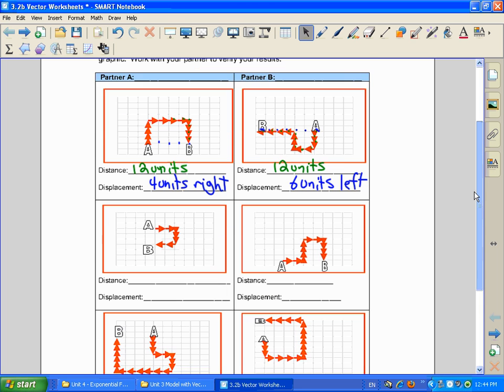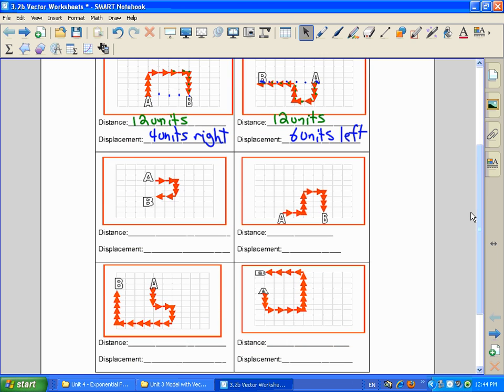Awesome. Next one, taking a look at going from A to B. If we take a look at our distance, again, we count the arrows, 1, 2, 3, 4, 5, 6, 7. Each arrow represents a box if you're not sure. That goes 7 units. However, if we try to calculate our displacement from A to B, we go 1, 2, 3 units down.